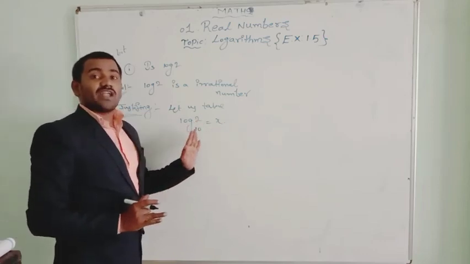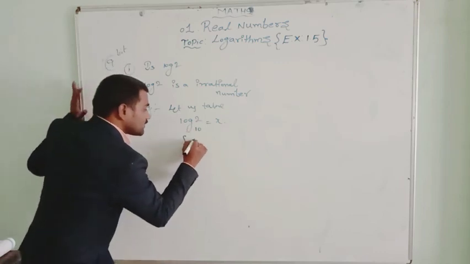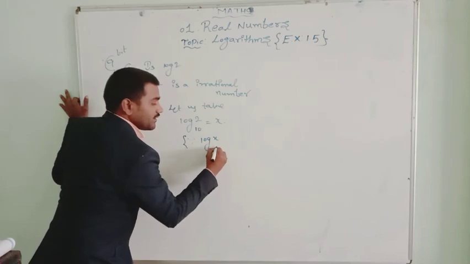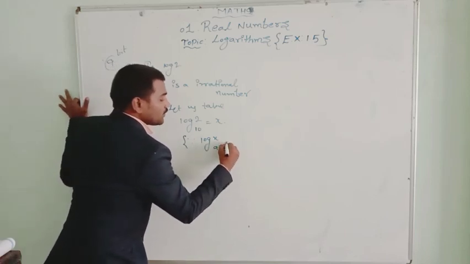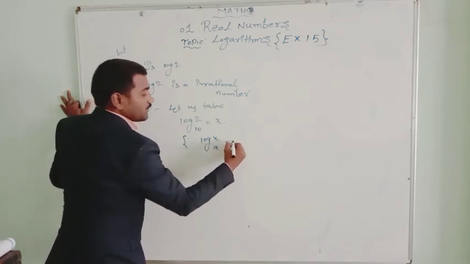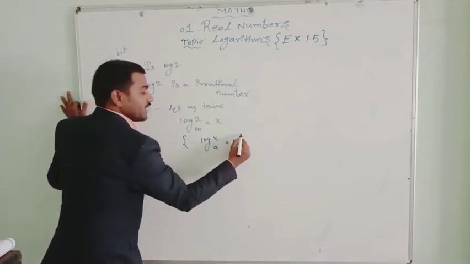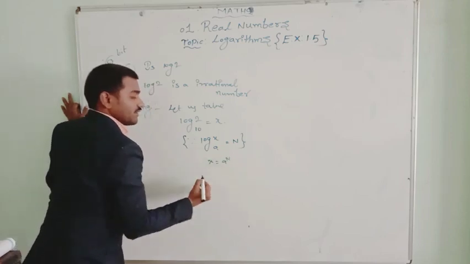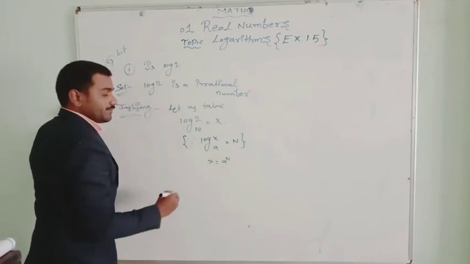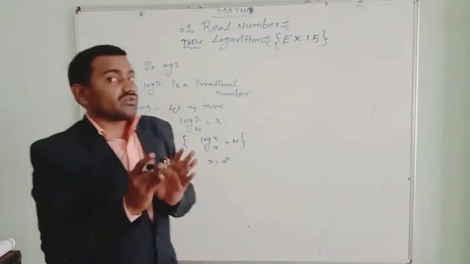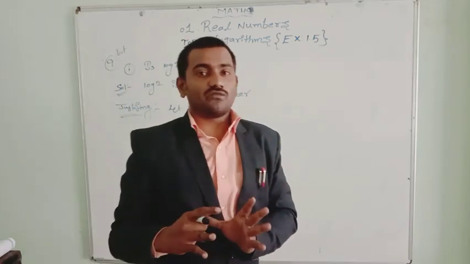Now it is in the form of logarithm. As we know the formula, log x base a equal to n, then x equal to a to the power n. So logarithm form and exponential form, these problems I already solved in the first videos, logarithm problems.